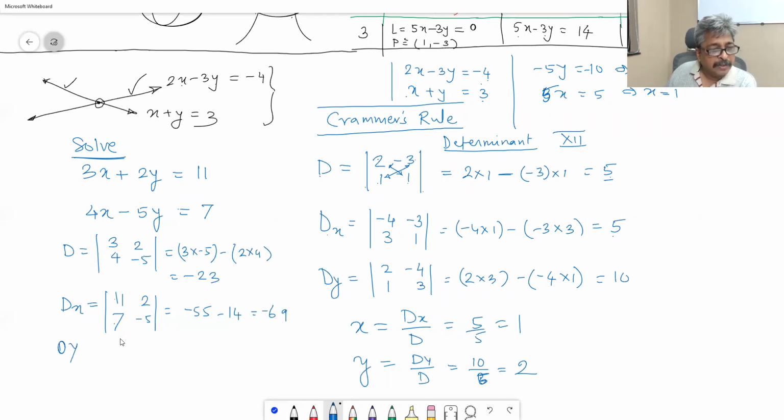Dy is equal to 3, 4, 11, 7, which is 21 minus 44, minus 23. Both are negatives. Therefore, x is equal to minus 69 upon minus 23, which is equal to 3. y is equal to minus 23 upon minus 23, which is equal to 1. The answer is 3, 1.